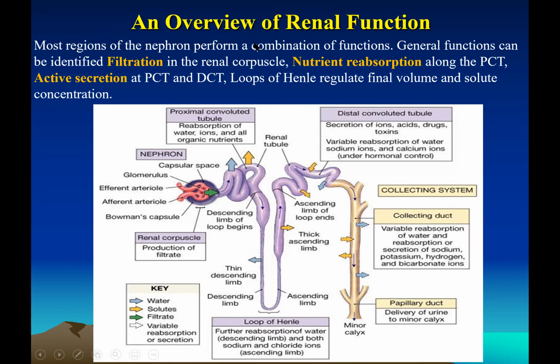Most regions of the nephron perform a combination of functions: filtration in the glomerulus or the Bowman's capsule, nutrient reabsorption in the PCT, and active secretion in the DCT. And the loop of Henle plays a huge role in reabsorption of water. If you are dehydrated, your urine is so concentrated, thick and yellow in color. It's because your body is trying to maintain water homeostasis, so the loop of Henle will be very active in reabsorbing the water.